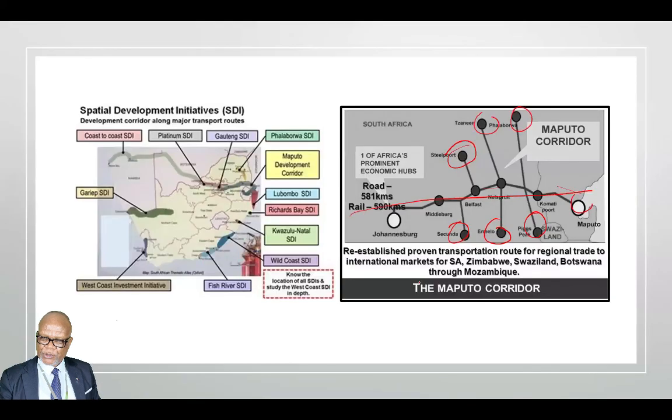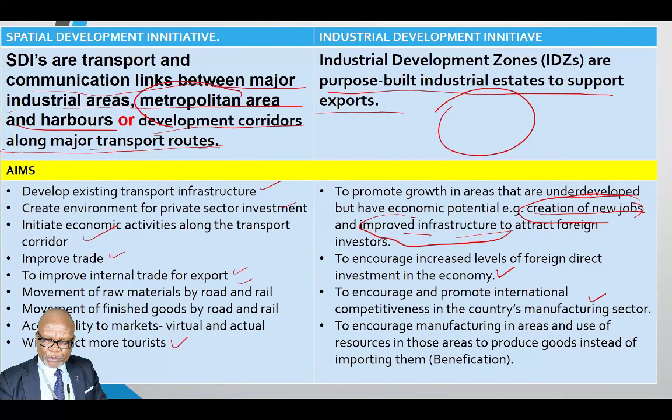Now let's go back here and see. You see we have your major transport route here, and the areas are found along this. The countries involved are South Africa, Zimbabwe, Swaziland, Botswana, and Mozambique, because it comes from Johannesburg all the way to Maputo. So this will be your metropolitans, and this will be your industrial area.